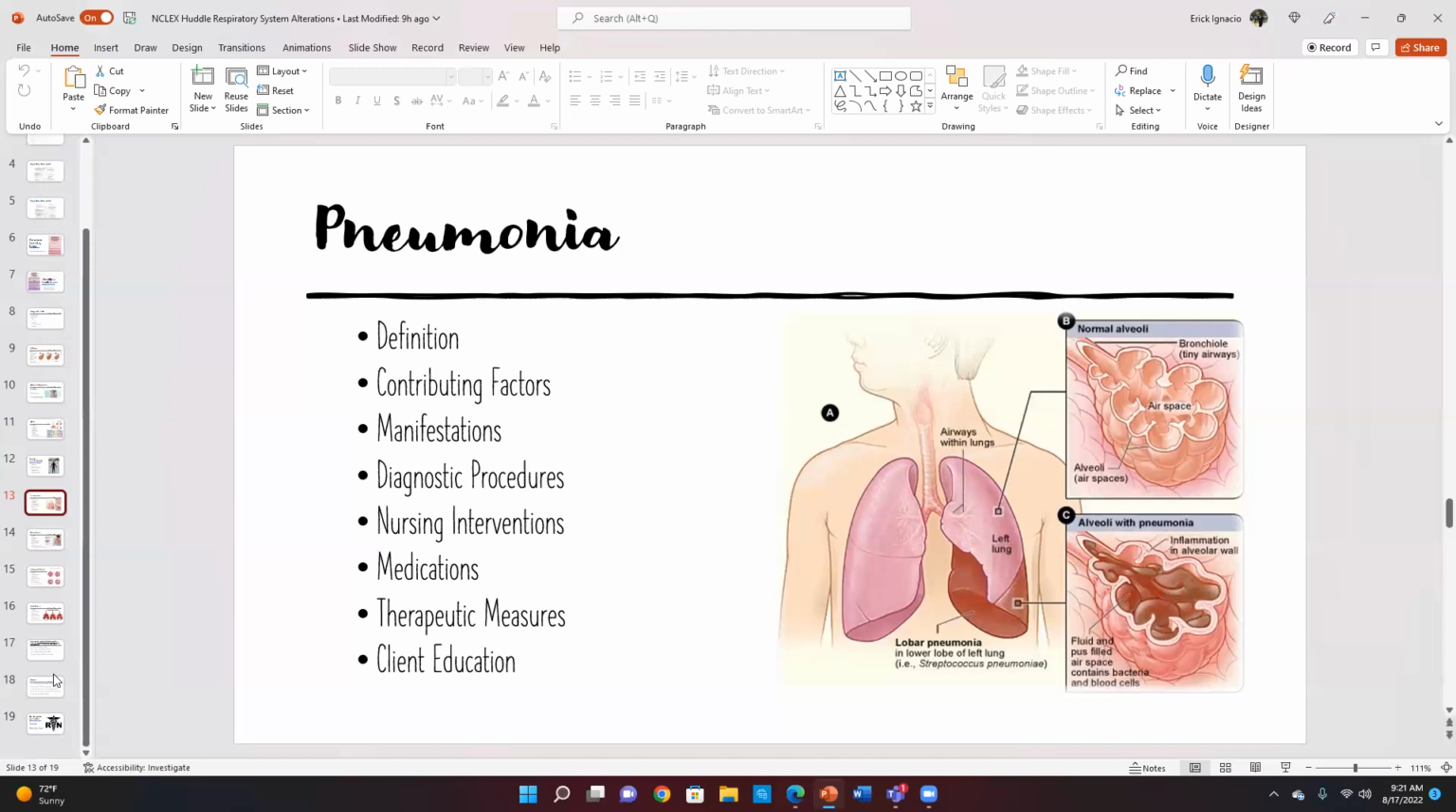The medications we can expect to see prescribed are going to be anti-infectives, antipyretics, bronchodilators, anti-inflammatories, and the client education. We have to teach them about their medication administration, the preventative measures, right? How to prevent getting pneumonia. And then we will also educate the patient on the importance of the pneumonia and influenza vaccine.